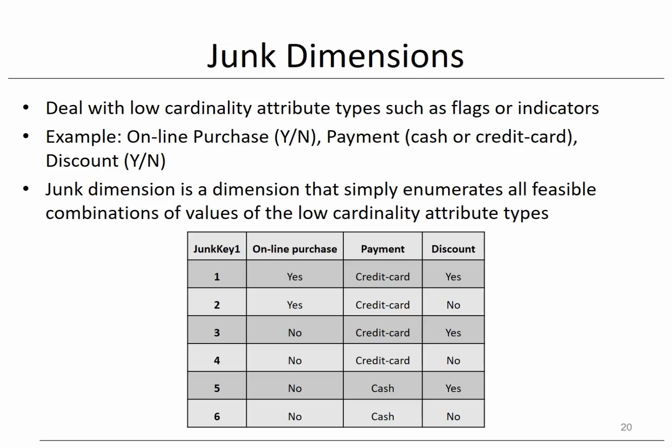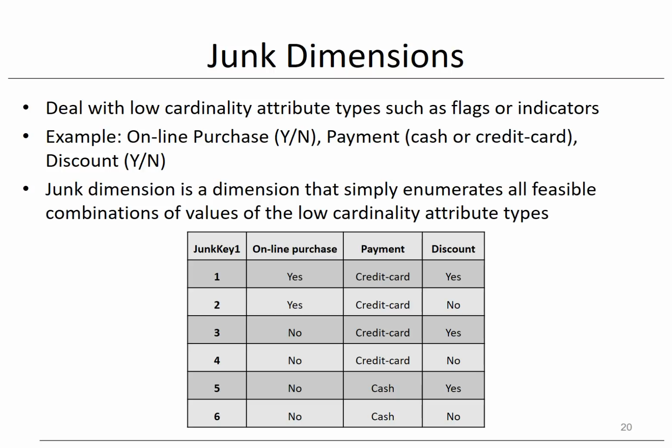An interesting question is how to deal with low cardinality attribute types such as flags or indicators. Consider the attribute types online purchase, yes or no, payment, cash or credit card, and discount, yes or no. We can either add these attribute types directly to the fact table or model them as 3 separate dimensions. Another interesting alternative might be to combine them into a junk dimension, which is a dimension that simply enumerates all feasible combinations of values of the low cardinality attribute types as shown here.